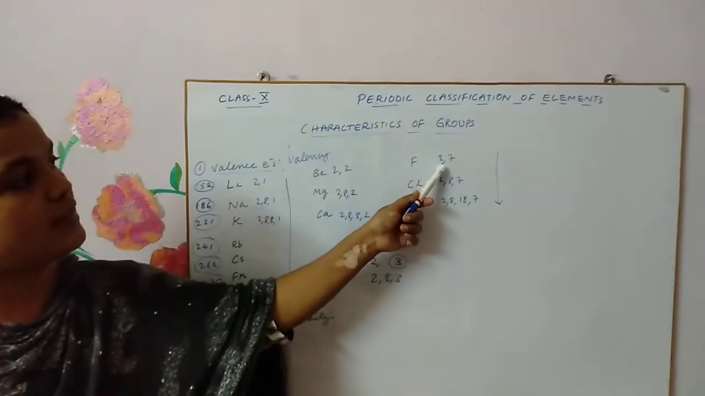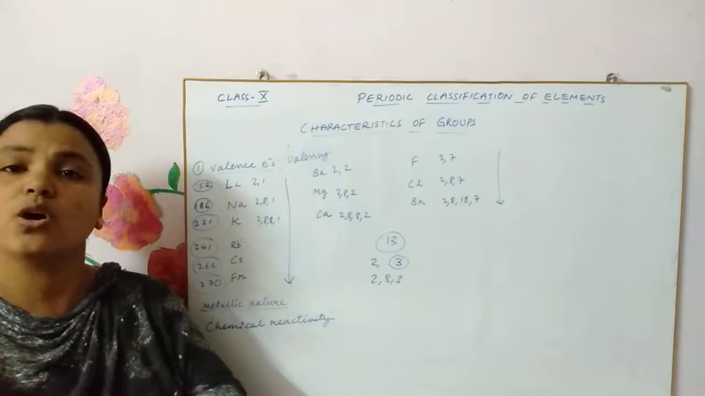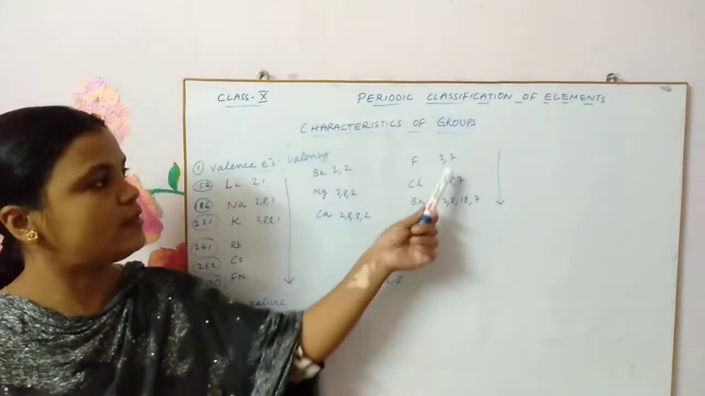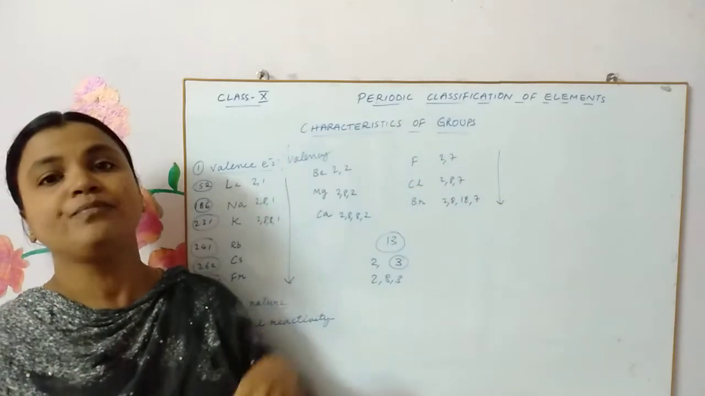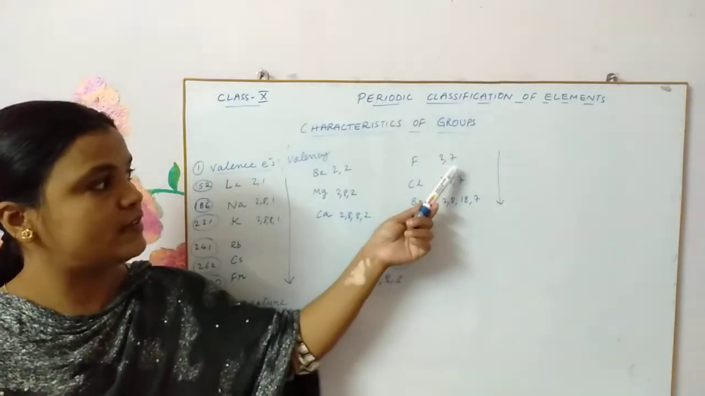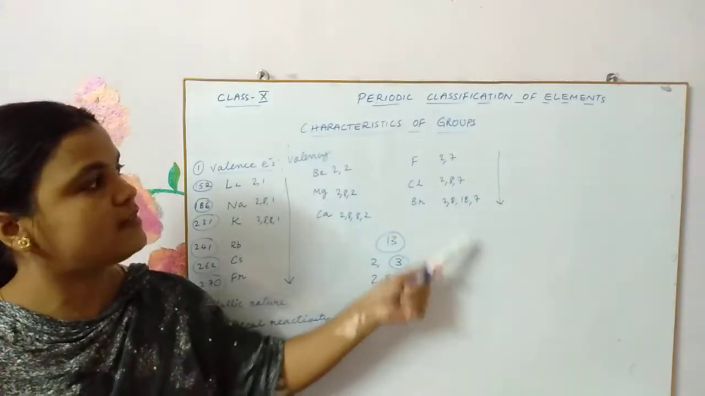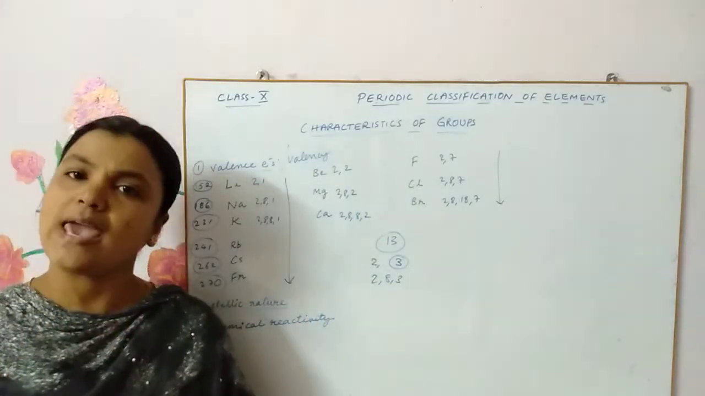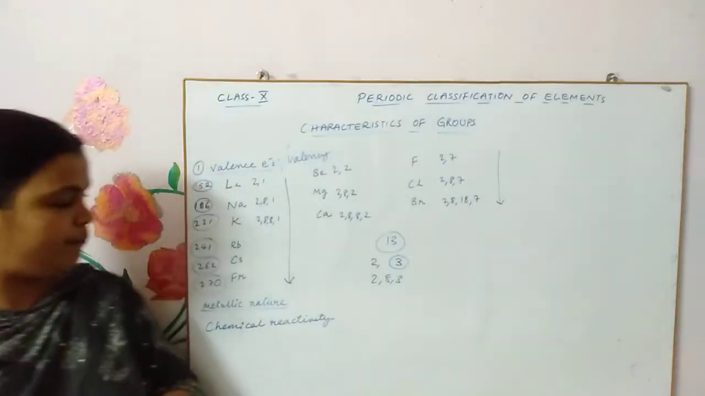So this is the 17th group element. How many electrons does it require to get the octet configuration? It requires only 1 electron, isn't it? So that it becomes similar to the stable nearest inert gas configuration, which is nothing but neon, right? So the valency of the 17th group elements becomes 1. All the elements will have the same valency in a group in the long form of periodic table.